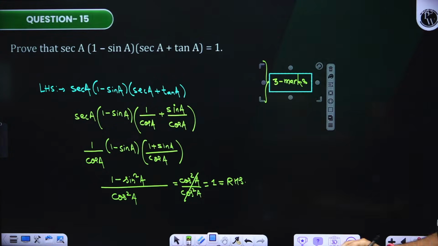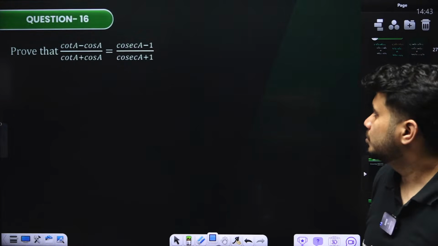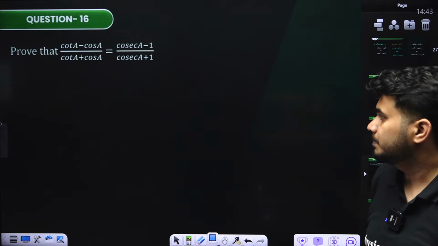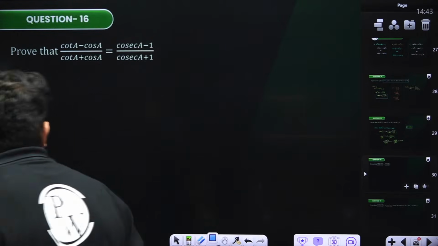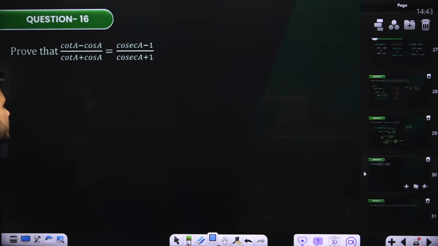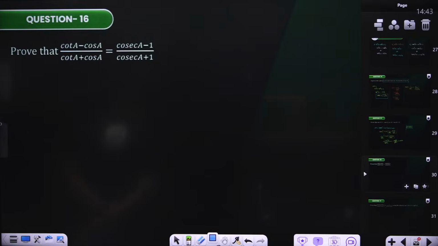Okay, done. So next, prove that cot A minus cos A by cot A plus cos A is equal to cosecant A minus 1 divided by cosecant A plus 1. Do it, students. Let's see. You can either start with the LHS or you can start with the RHS, up to you. Start with LHS over here. Starting with LHS is a little easier.